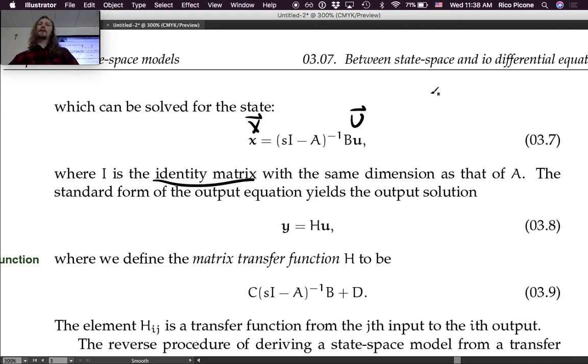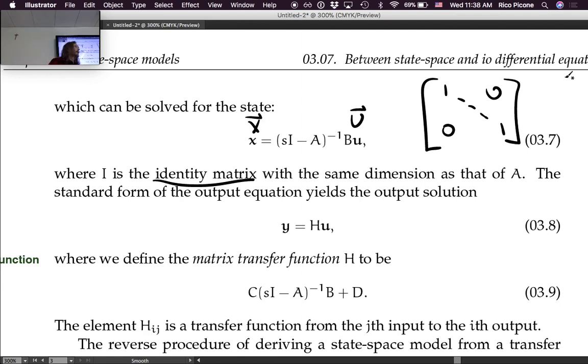The identity matrix, for those of you who are maybe unfamiliar with that, is the matrix that has 1s all along the diagonal and 0s everywhere else. If you multiply any matrix by the identity matrix, you get back the original matrix. It's essentially the matrix version of 1, right? So for a scalar, if you multiply any scalar by 1, you get back the scalar you had. If you multiply any matrix by the identity matrix, you get back the original matrix.